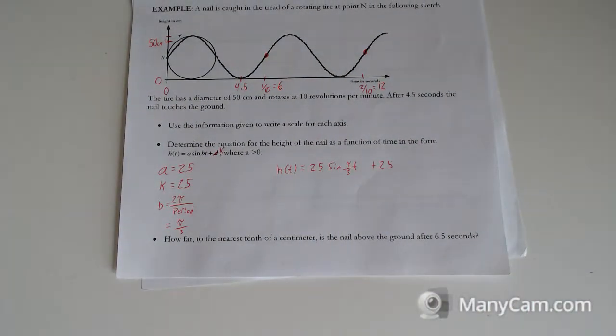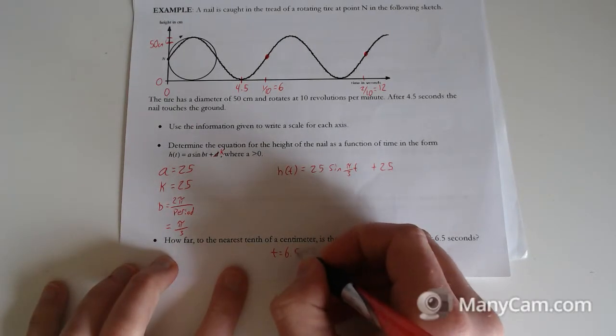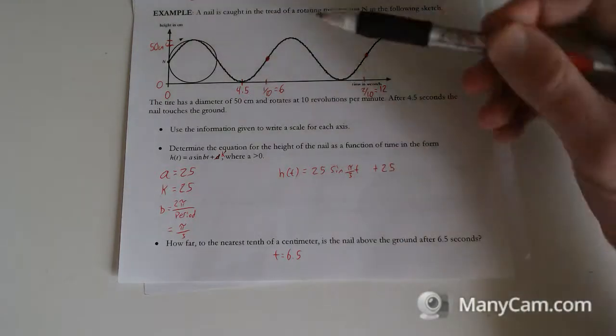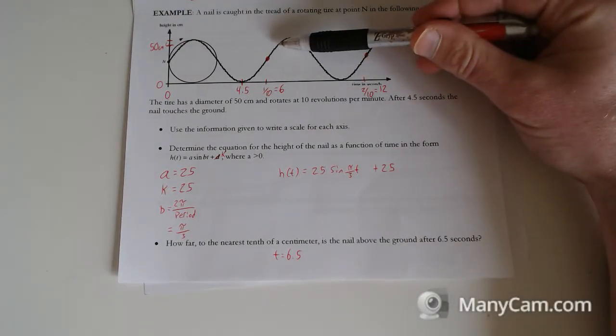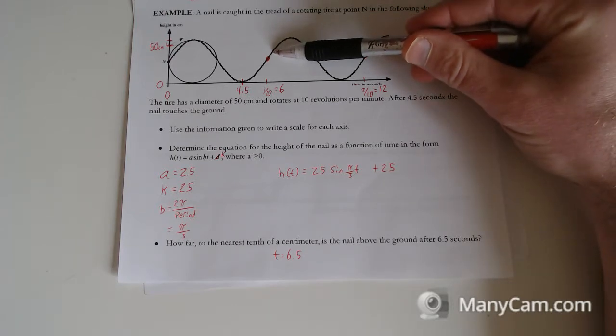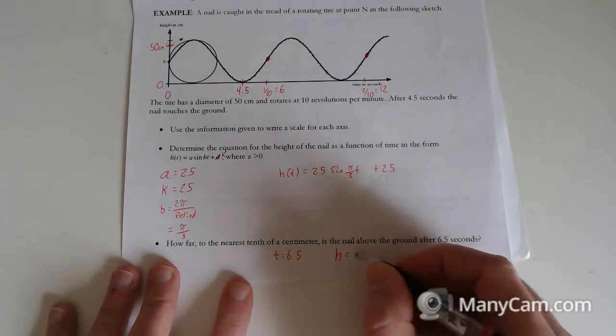How far to the nearest 1/10 of a centimeter is the nail above the ground after 6.5 seconds? So all you have to do is sub in t equals 6.5 and solve. You can do that really quickly with the graphing part of the calculator, or with the number part. Either way should work just fine. Because 6.5 should be just over 25. I'm going to guess it's around 30. And I've got the answer right here. You should get the answer.